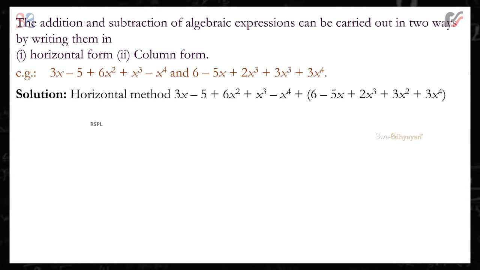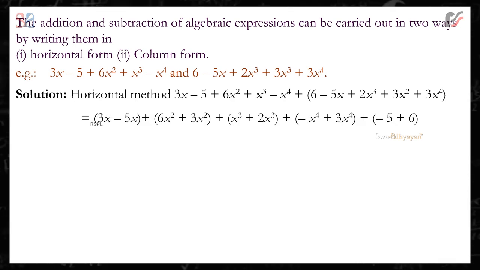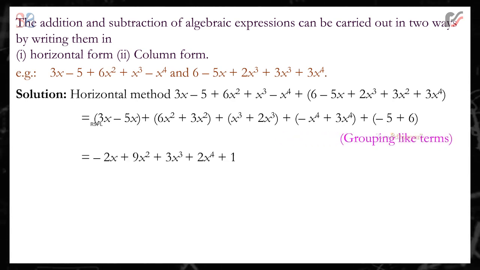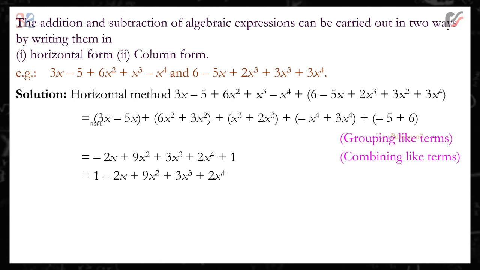Solution. Horizontal method. (3x minus 5 plus 6x² plus x³ minus x⁴) plus (6 minus 5x plus 2x³ plus 3x² plus 3x⁴) is equal to (3x minus 5x) plus (6x² plus 3x²) plus (x³ plus 2x³) plus (minus x⁴ plus 3x⁴) plus (minus 5 plus 6), grouping like terms, is equal to minus 2x plus 9x² plus 3x³ plus 2x⁴ plus 1, combining like terms, which is equal to 1 minus 2x plus 9x² plus 3x³ plus 2x⁴.